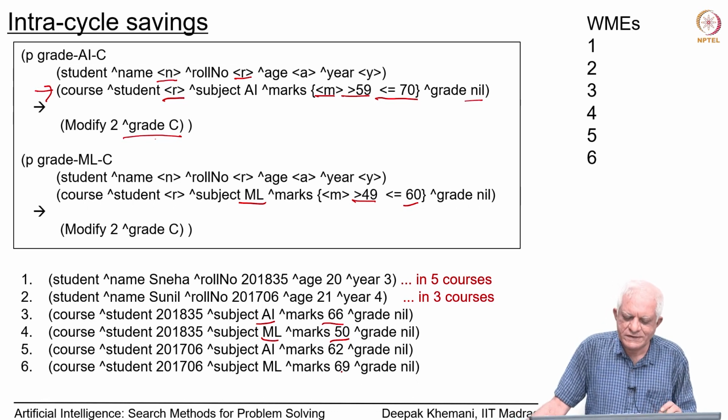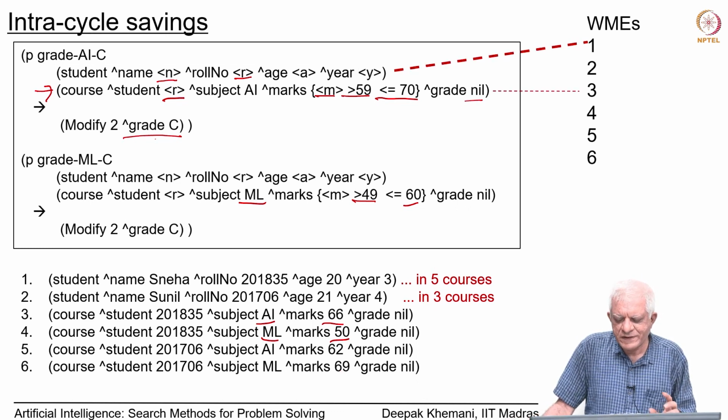What we want to show is the intra-cycle savings that you can make if you implement the system properly. So, look at the first rule and with the first pieces of data. The first working memory element is that Sneha is a student. The third working memory element says that in AI she got 66 marks.